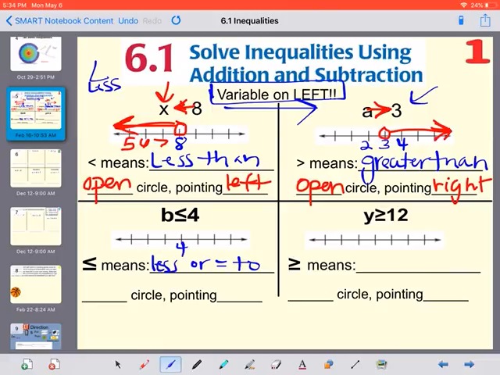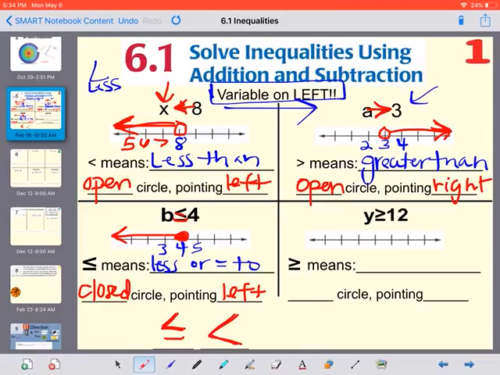So here we have the number 4. So we want all the numbers that are less than 4 or equal to 4. So we're going to do what's called a closed circle because we could be exactly at 4. That's the equal to part. So here's the equal to, and then the less than is kind of just attached to it. So it shows both. And less than is now all the numbers to the left. Closed circle, pointing left. Again, that symbol less than, if you put a line through it, you make an arrow pointing to the left.